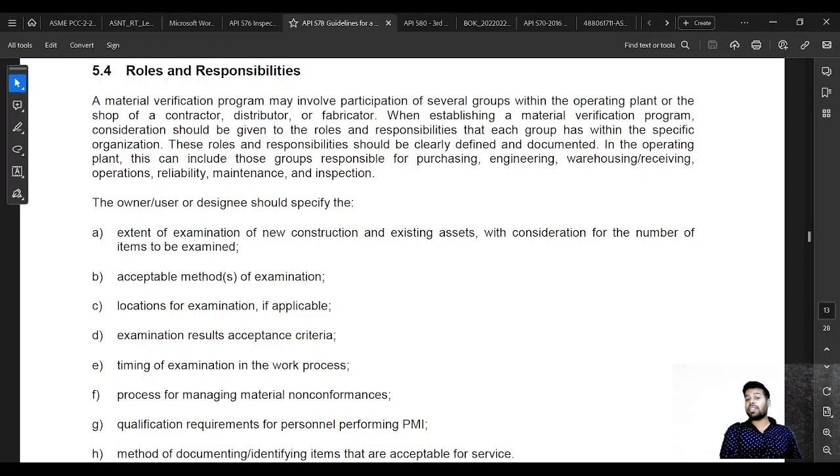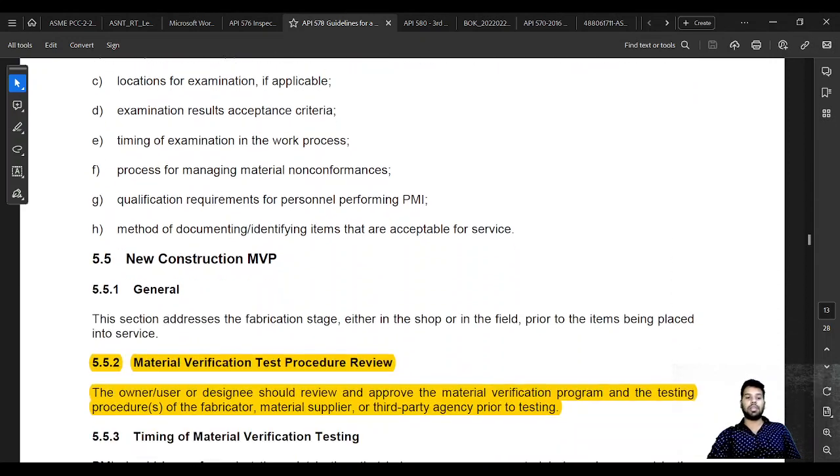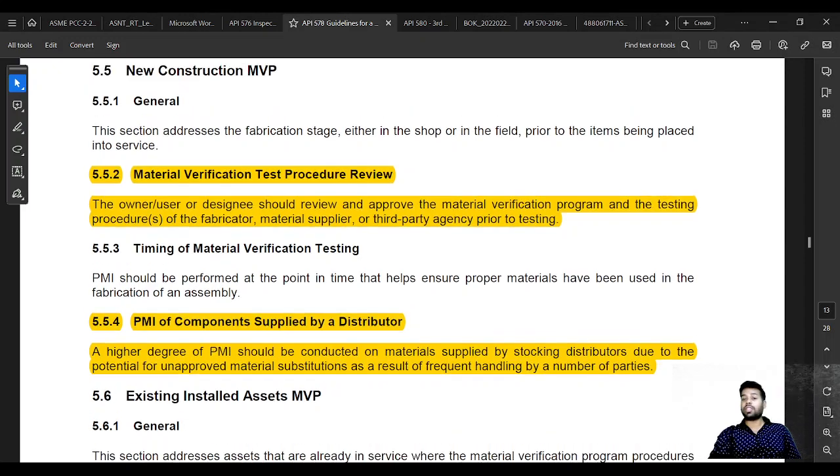The owner, user, or designee should specify the extent of examination of the new construction and existing assets with consideration of the number of items to be examined. In most cases 100% inspection would be cost prohibitive. In that case, some sampling analysis can also be done, provided it's a lower risk item. They should also specify acceptable methods of examination, location of examination, examination results and acceptance criteria, timing of examination in the work process, process of managing material non-conformances, qualification requirements for personnel performing PMI, and methods of documenting and identifying items that are acceptable for the service.